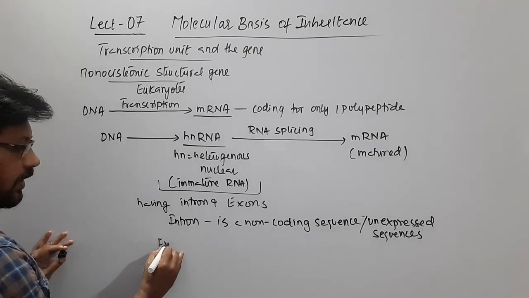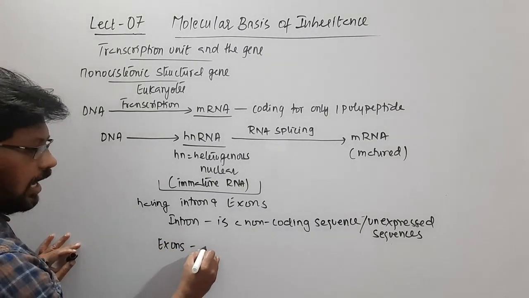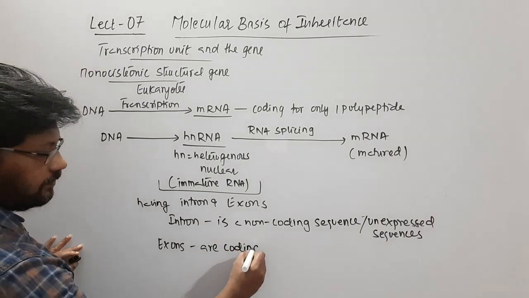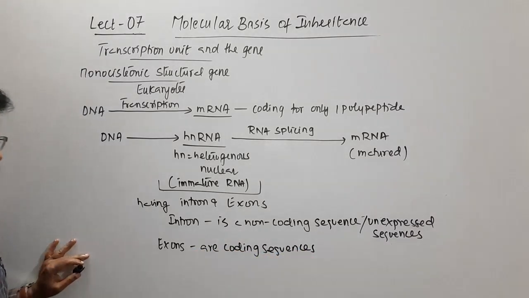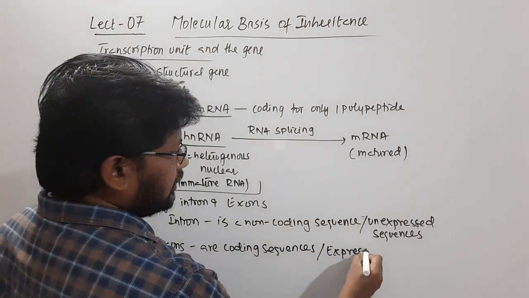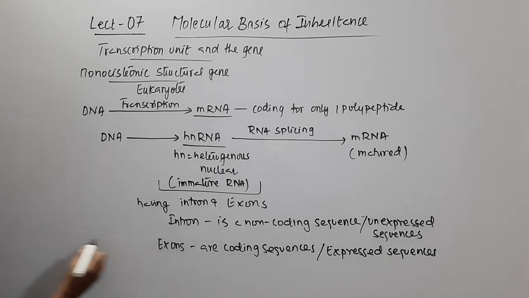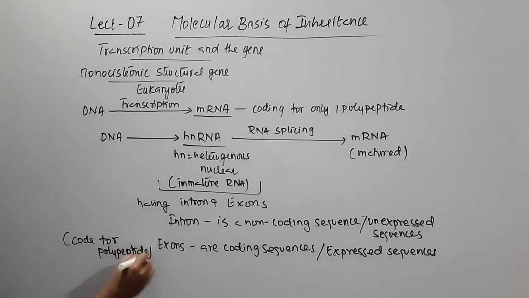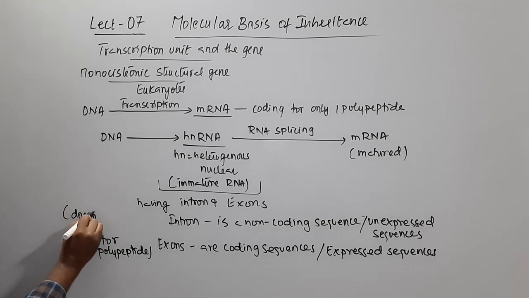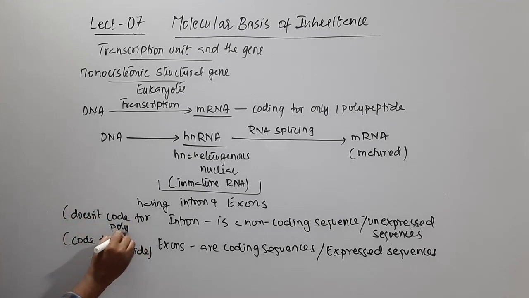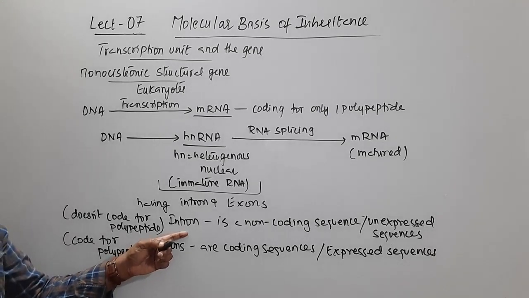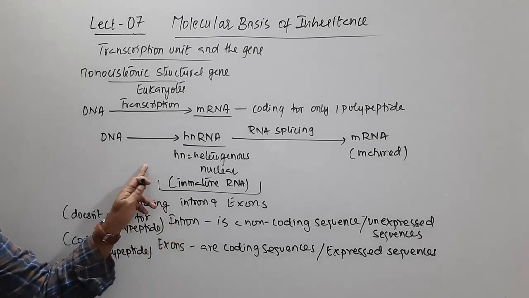Then coming to exons, the exons are coding sequences, also called expressed sequences. So the exons will be coding for the polypeptide, whereas introns don't code for the polypeptide. So intron is a non-coding sequence, and exon is a coding sequence. Both are seen in case of this hnRNA.